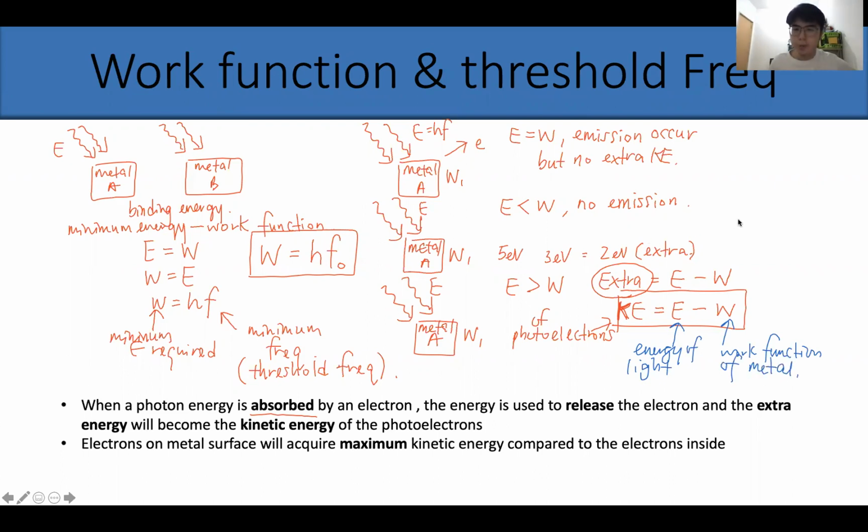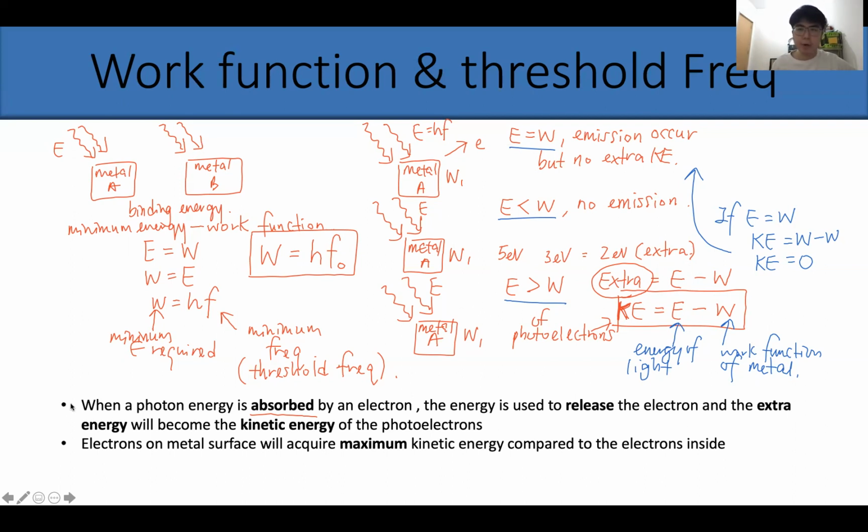Okay, so if E equals W, then KE equals W minus W, so KE is 0. That is the first case. If the energy is equal to the work function, then the electron will be released, but it will not have extra kinetic energy. Okay, so these are the 3 different cases: the energy supplied is equal to, less than, or more than the work function.